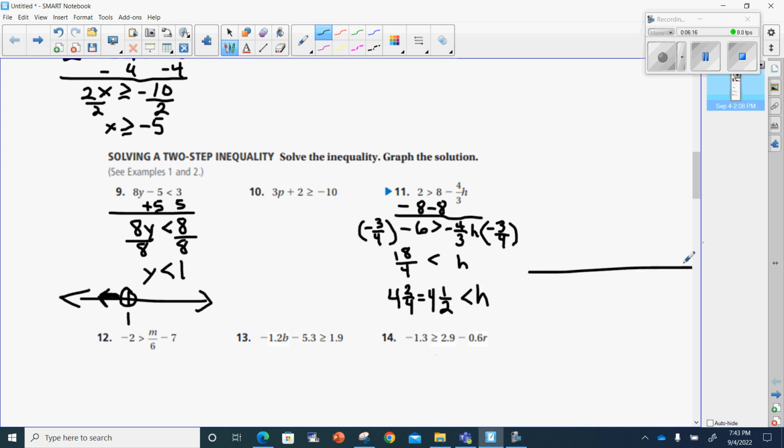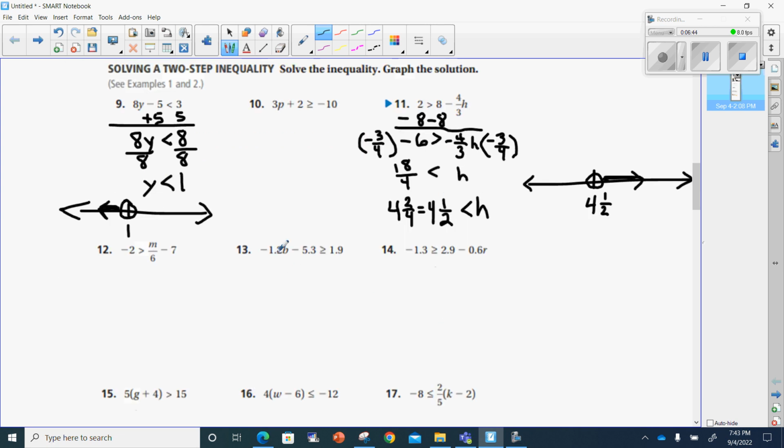Now that I'm going to make my graph here, I realize I'm going to put 4 and 1/2 down here. It does not equal 4 and 1/2, right? So it's going to be an open circle. And since h is bigger than 4 and 1/2, we're going to shade all of the numbers bigger. Okay. Next is number 13.